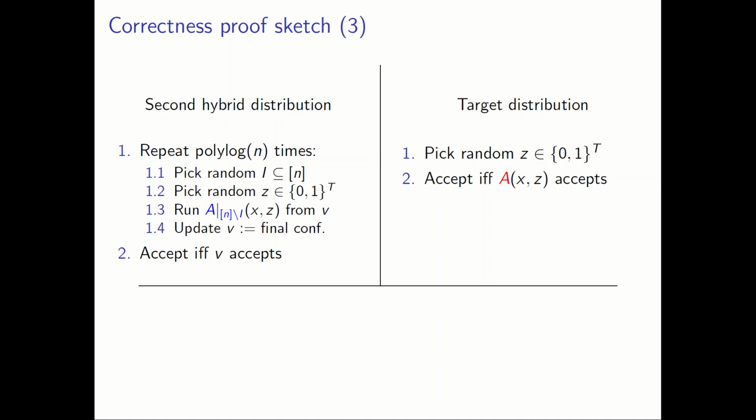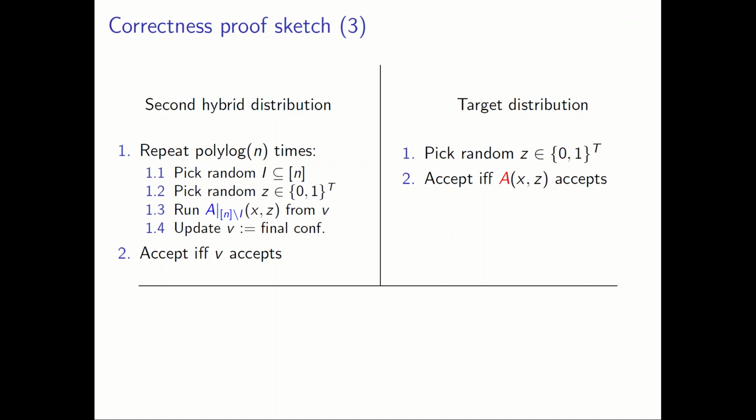So this is where we're finally going to use the assumed time bound on this algorithm A. Remember, we assumed that A runs in quasi-linear time, right? So this hybrid distribution on the left is faithfully simulating the algorithm A. It's not introducing any kind of biases into the process. The only thing that could go wrong on the left here is that maybe the computation never finishes because it keeps stopping early, and we only give it polylogarithmically many chances.